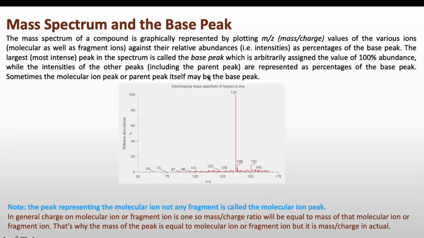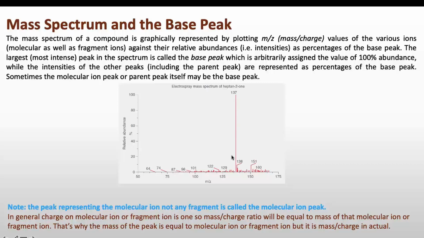So this is a mass spectrum of an organic molecule. On the x-axis we have mass to charge ratio, and on the y-axis we have relative abundance. The mass spectrum of a compound is graphically represented by plotting mass to charge values of the various ions, molecular ions or fragment ions, against their relative abundance, that is intensity, as percentage of the base peak. The largest peak in this spectrum is called the base peak. In this spectrum, this is the base peak, which is arbitrarily assigned the value of 100% abundance, while the intensity of other peaks, like these peaks, is represented as a percentage of the base peak.